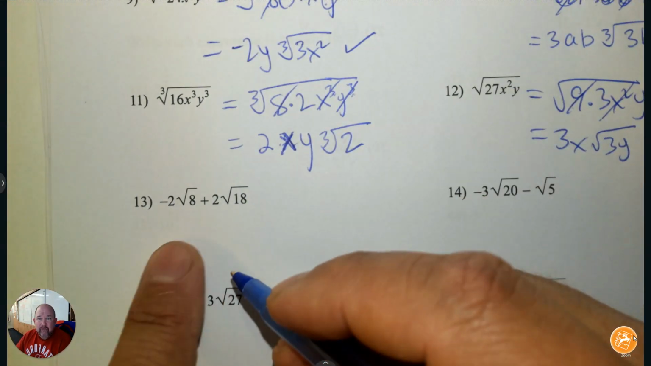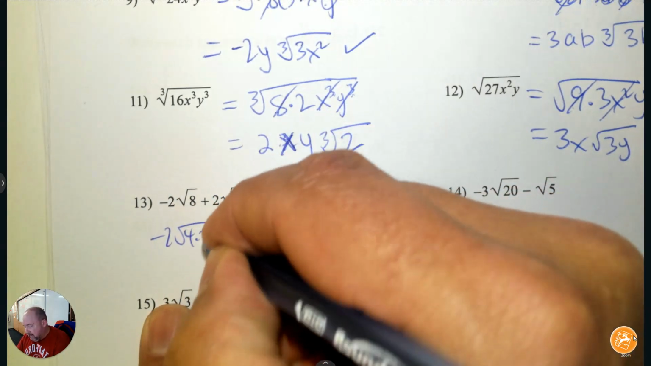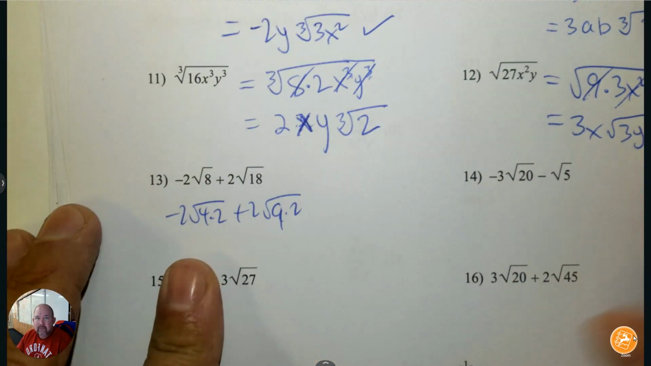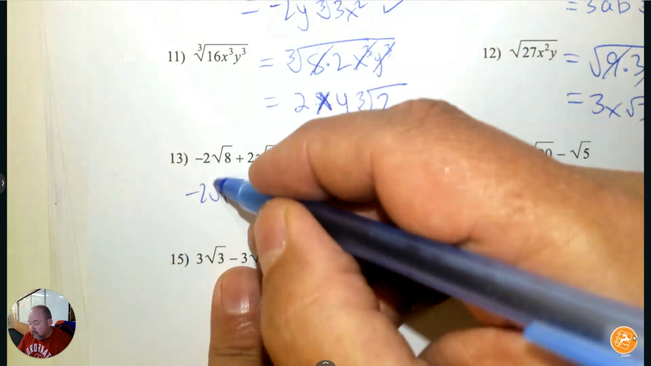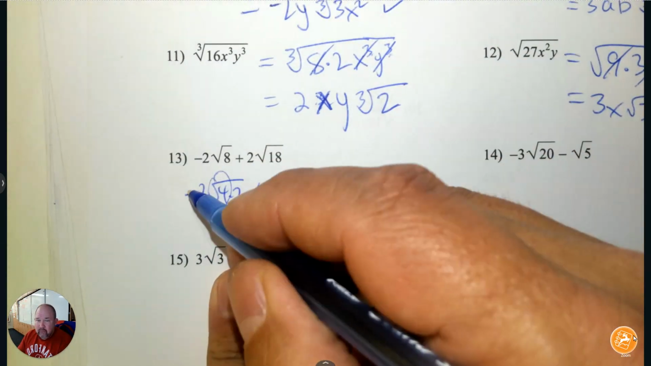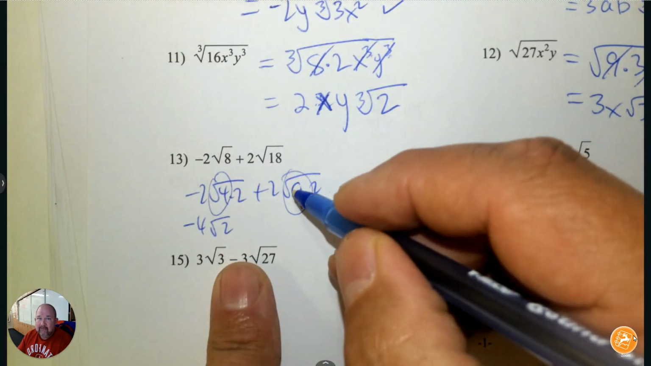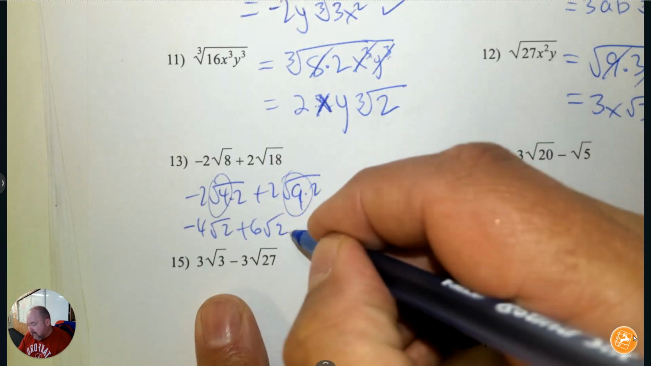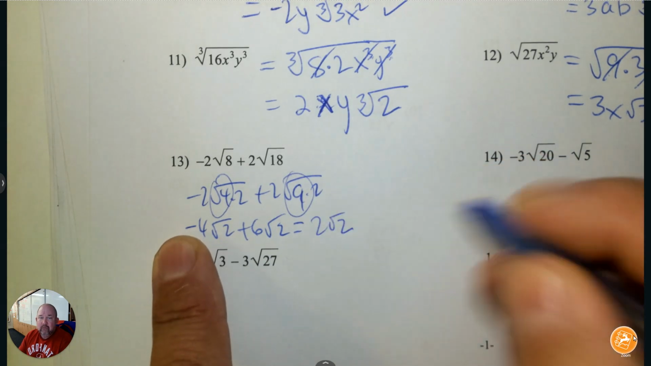Here, we're adding and subtracting now. These have to match. So first I'm going to simplify to see if they match. So 8 is 4 times 2, and 18 is 9 times 2. So the square root of 4 is 2 times negative 2. That's negative 4 root 2. Square root of 9, that's 3 times 2, which is 6. And now compare, see how they match? So 6 take away 4 gives me 2 root 2 as an answer.